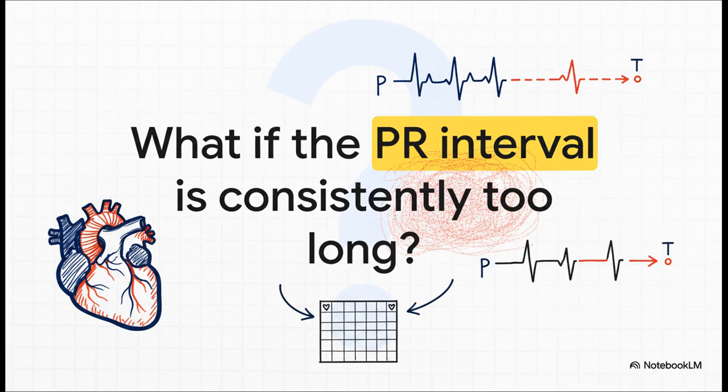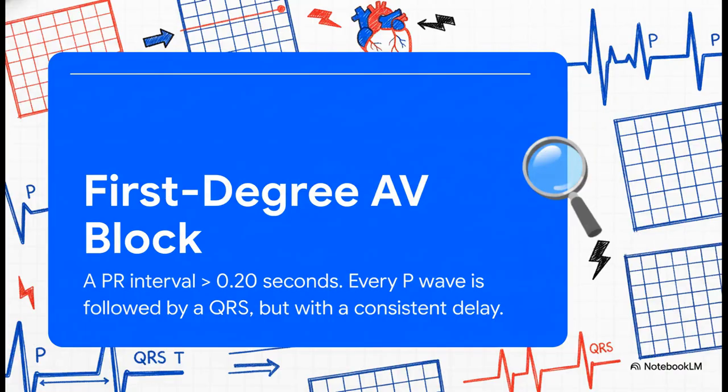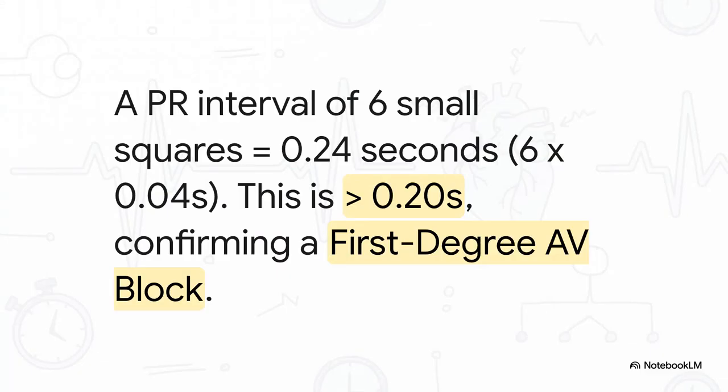Okay, for our next mystery, let's focus on that PR interval. Remember, that's the pause right after the P wave. So what would it mean if that pause is consistently just a little too long on every single beat? Well, a PR interval that's always too long points to something called a first-degree AV block. All this means is that the signal is still getting from the atria to the ventricles, but it's hitting some traffic along the way. And since we know one large square is 0.20 seconds, a PR interval that's longer than that is our key.